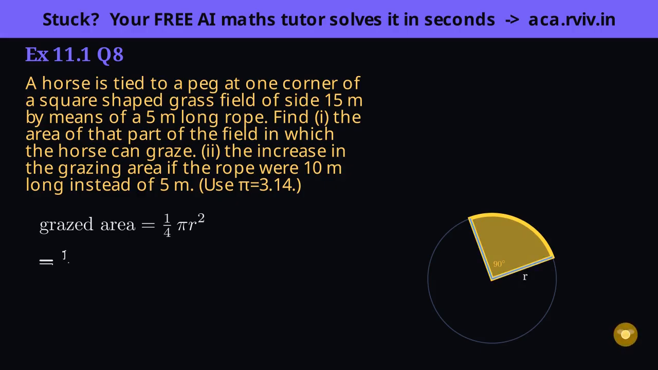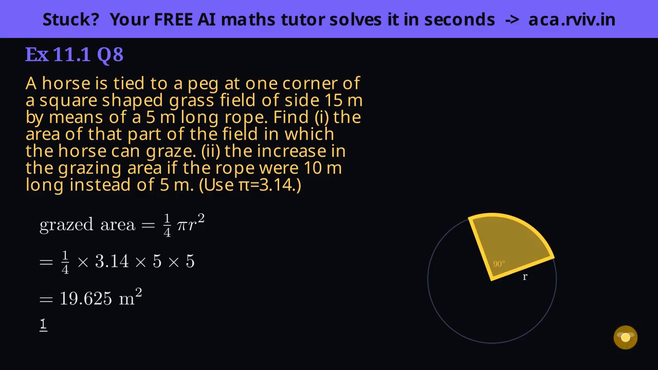Part 1, a 5-meter rope. So it's a quarter circle of radius 5, using pi as 3.14 as instructed. 1/4 of 3.14 times 25 gives 19.625 square meters of grass the horse can reach.